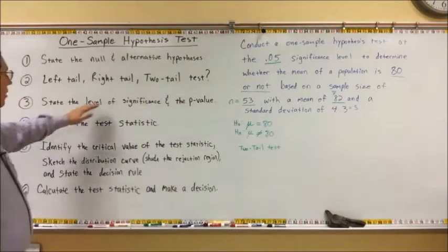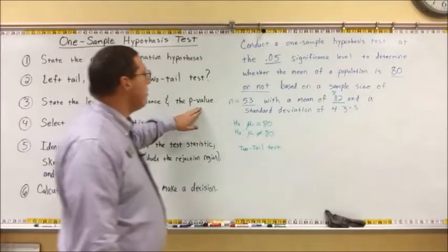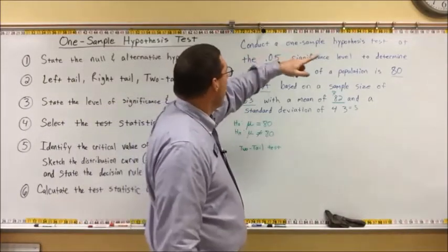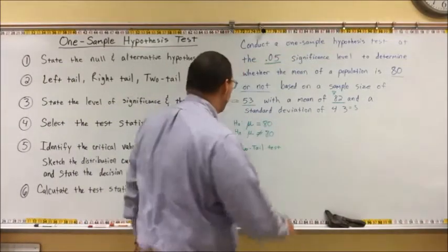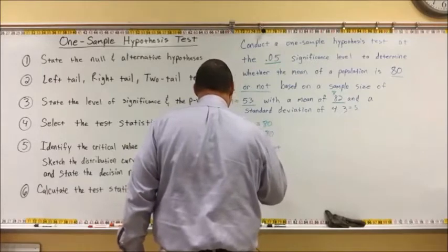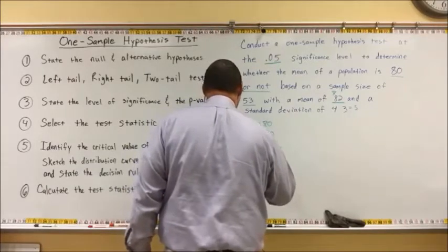Step three, state the level of significance and the p-value. Well, the question says, at the 0.05 significance level, so that means we're going to say that alpha is equal to 0.05.